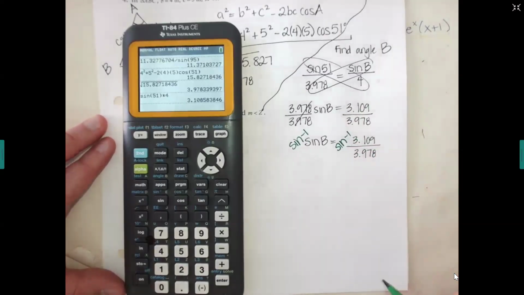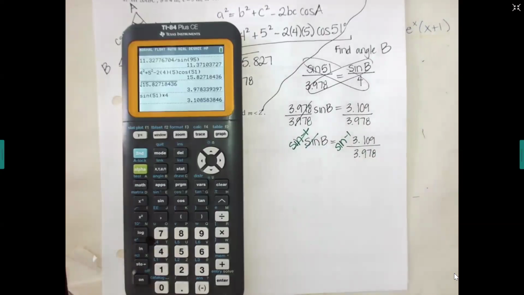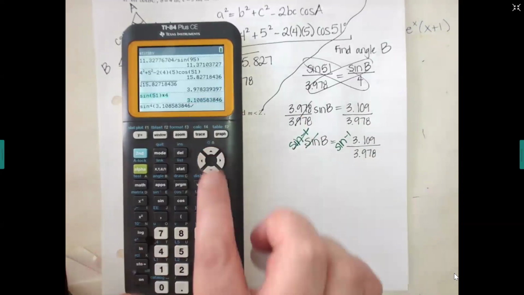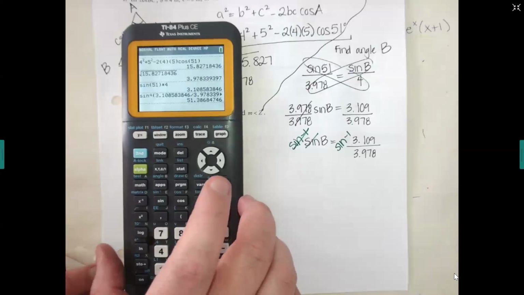Okay. So my sine and my inverse sine cross out. And then whatever answer I get for that in the calculator, that'll be how big corner B is. So second sine, I want the 3.1 number divided by the 3.9 number. And I got 51 degrees.